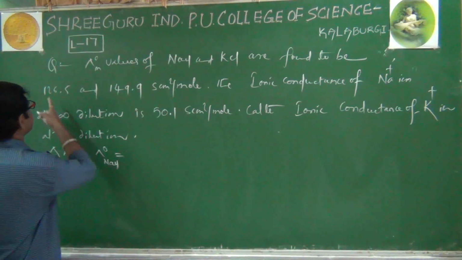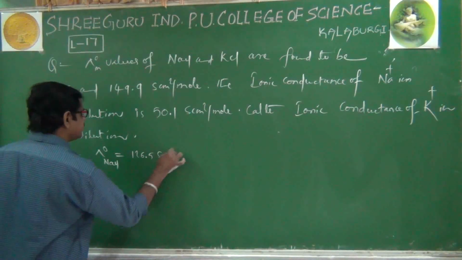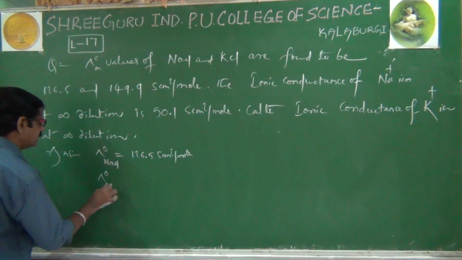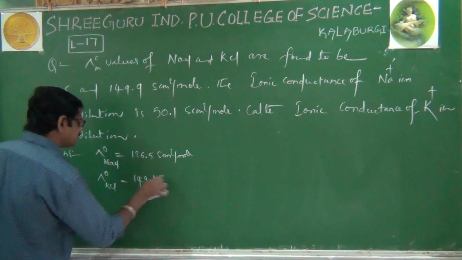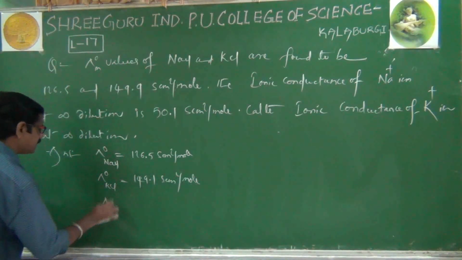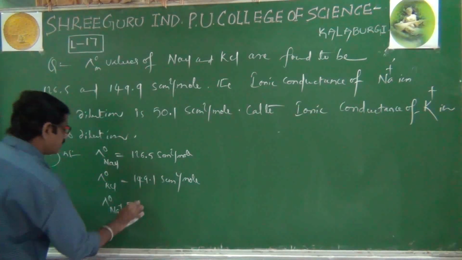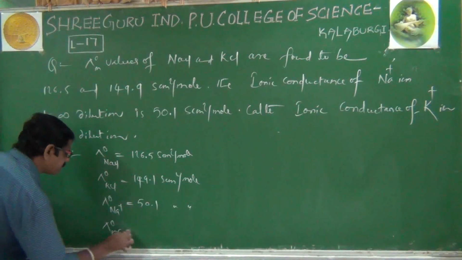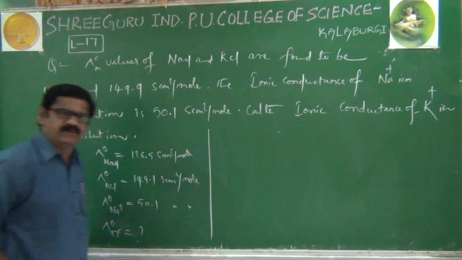Lambda naught NaCl value has been given, that is 126.5. Units are Siemens centimeter square per mole, and lambda naught KCl value is equal to 149.9 Siemens centimeter square per mole. At the same time, lambda naught Na plus is also given, that is equal to 50.1. Of course, the same units, and asking lambda naught K plus is question mark. Then how to get K plus we'll see now.